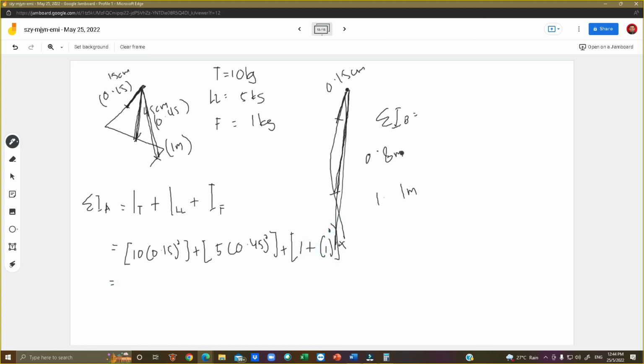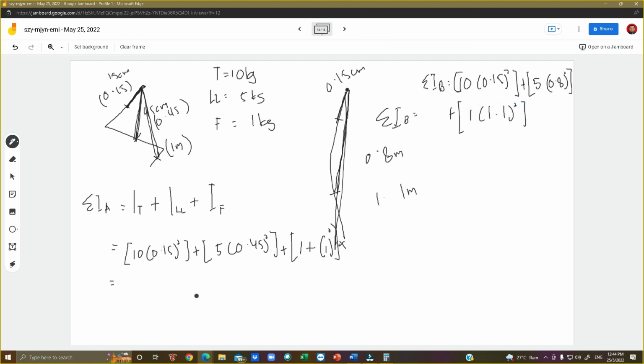Okay, and as for here we have summation of moment of inertia B. We have the first column. Okay, weight is the same. Mass is the same. 10 kg, 0.15 square plus, okay, lower leg, the mass is similar, 5 times with 0.8 square, and finally is the feet. We have 1 kg times 1.1 square.